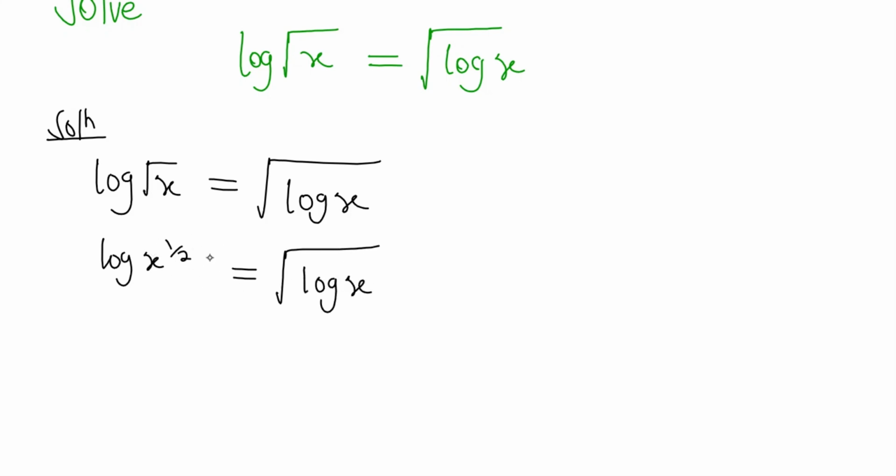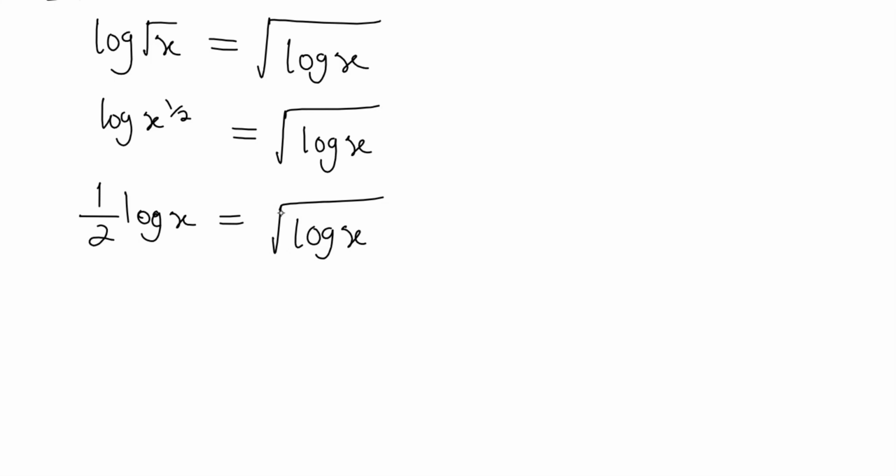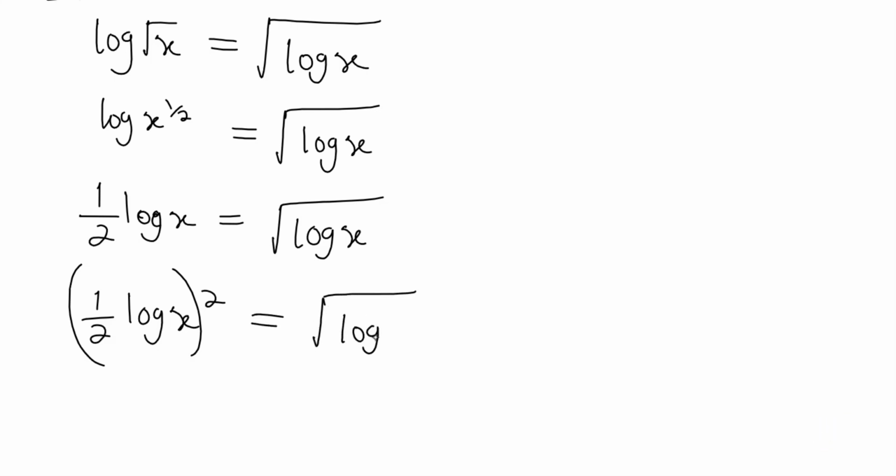Now this exponent can be written as a coefficient to the logarithm, so this becomes half the logarithm of x, which is equal to the square root of log x. So here we can see that we can eliminate the square root at the right hand side by squaring both sides of the equation. So it simply means that we have half the logarithm of x all squared, which is equal to the square root of the logarithm of x all squared.